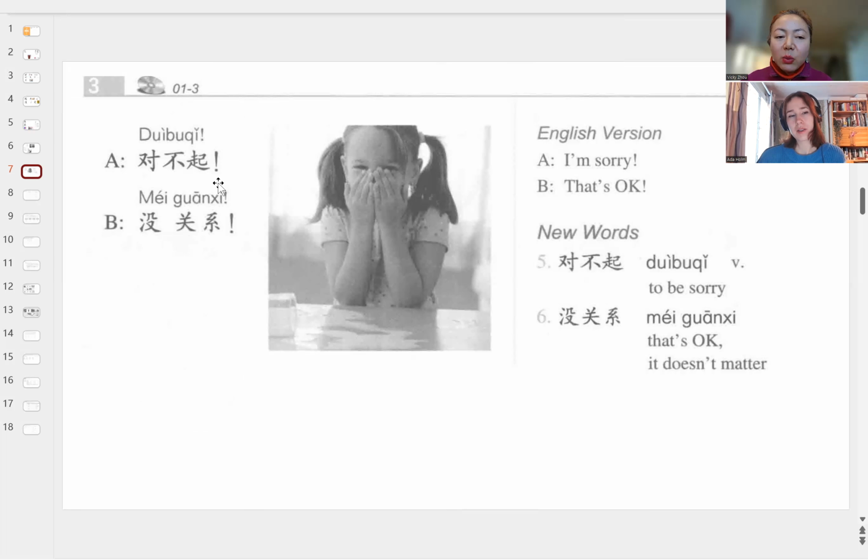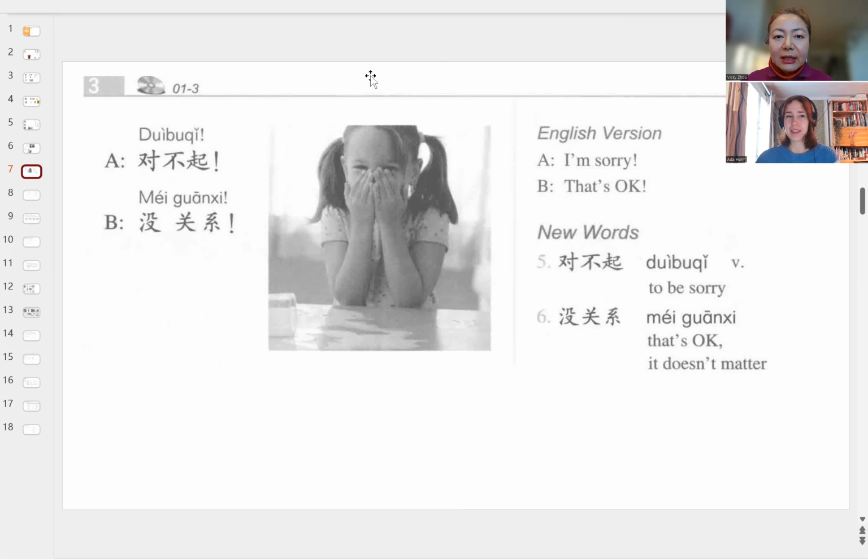Now, we learned the character 对, we learned 起, we learned 不. When we combine them together, 对不起, what does it mean here? 对不起 means sorry. You can use this 对不起 when you're sorry for something, like you interrupted someone, for example.